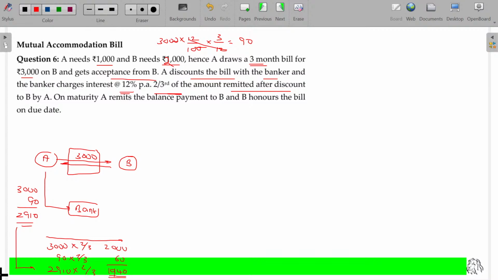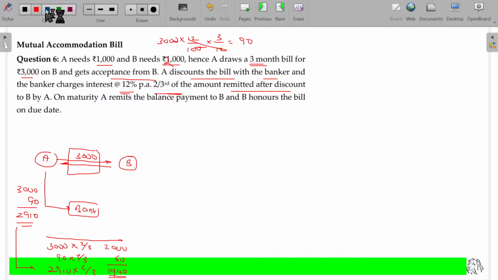Clear? Is that clear? Come on. Hey, use the calculators, I'm waiting for you. 2910 into 2/3. Yeah, no one is responding. Come on, text me. 1940. Otherwise, I will correct it ultimately. Always cross verify with me. Okay.